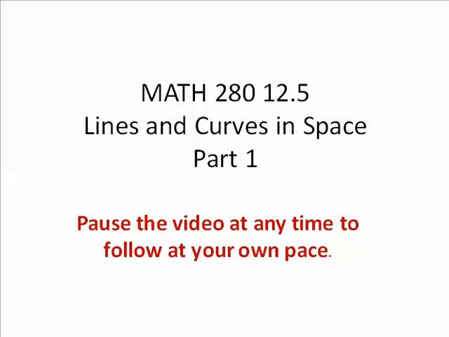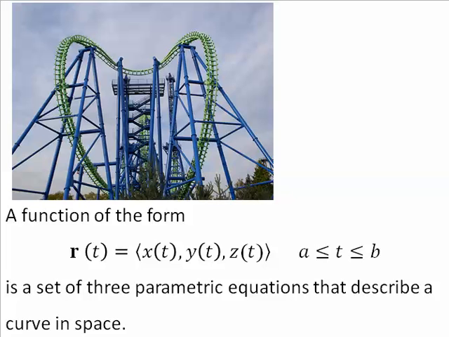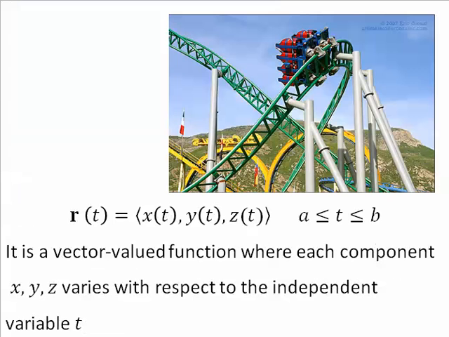Lines and curves in space, Part 1. A function of the form r of t equals the vector x of t, y of t, z of t is a set of three parametric equations that describe a curve in space. It is a vector-valued function where each component x, y, z varies with respect to the independent variable t.